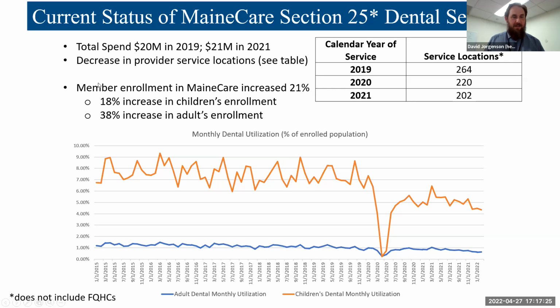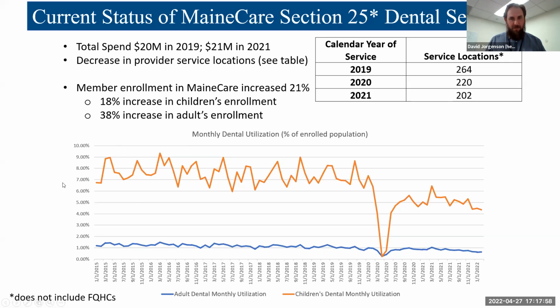Besides that, while spending has stayed constant, member enrollment has increased significantly during the pandemic and because of MaineCare's expansion. So children's enrollment has increased by 18% and adults enrollment has increased by 38%. So if spending has stayed constant but enrollment has increased, that means on a per member basis, many fewer people are actually receiving dental care.